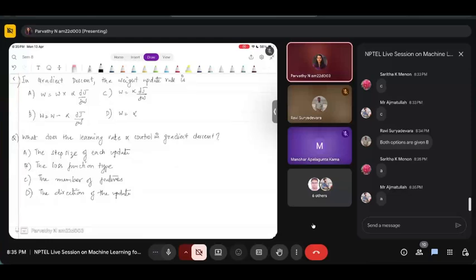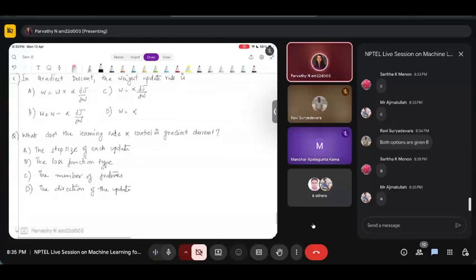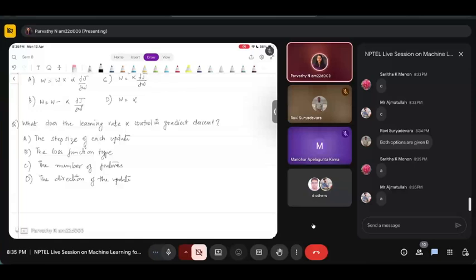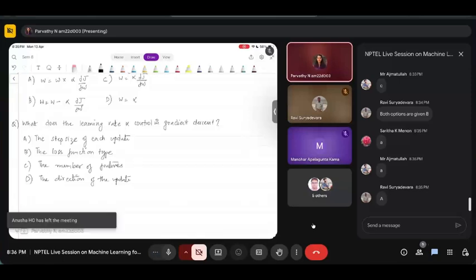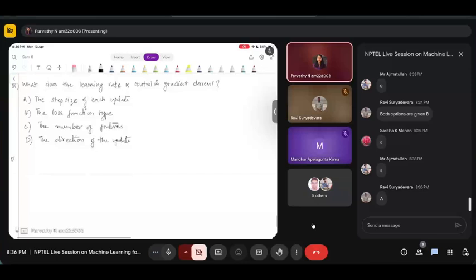Yeah, I corrected that. Sorry. What does the learning rate alpha control in gradient descent? The step size of each update, the loss function, the number of features, the direction of the update. So the learning rate alpha controls the step size. When it is too large, it will result in oscillations or divergence. When it is too small, then it will result in very slow convergence. So choosing the right alpha is very important.